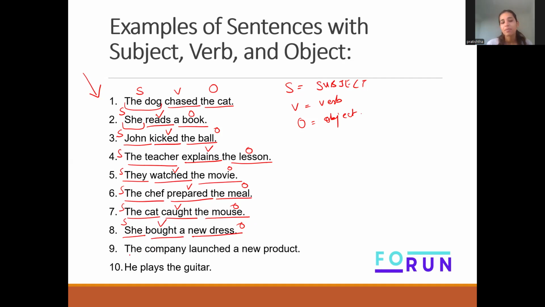Who is this sentence about? It's about the company. What has it done? It has launched. What has it launched? A new product. He plays the guitar. Who is this sentence about? He. What is he doing? He's playing. What is he playing? Guitar.